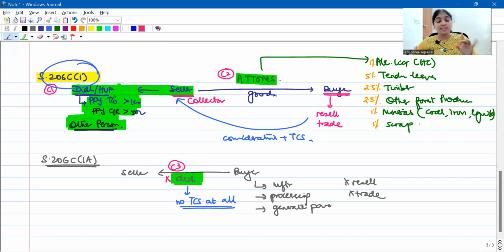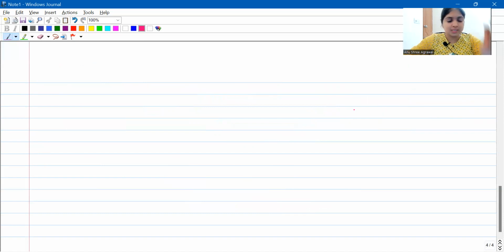Alright. So under 206C(1H), 3 conditions. Condition number 1, the seller, if individual or HUF, should fulfill this criteria, or the seller should be any other person. Second condition, the goods should be at the rate of TCS. The third condition, the buyer should not have given a declaration. That is, the buyer should be a seller or trader of the goods. This was the first learning I wanted to give you, 206C(1H).